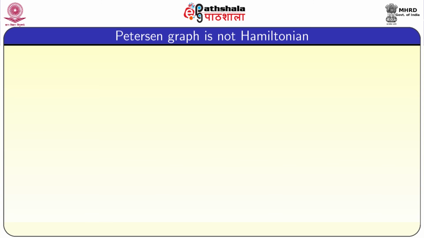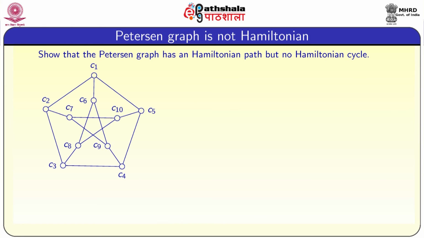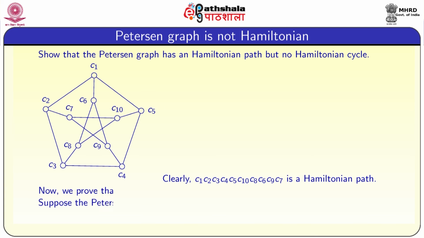Now, we will show that the Petersen graph is not Hamiltonian. So, show that the Petersen graph has a Hamiltonian path, but it has no Hamiltonian cycle. So, we know the Petersen graph. Clearly, C1, C2, C3, C4 and so on, C10, C8, C6, C9, C7, if you travel like this, then it is a Hamiltonian path.